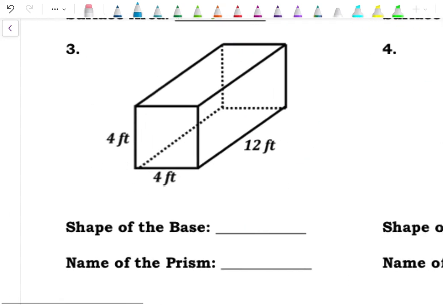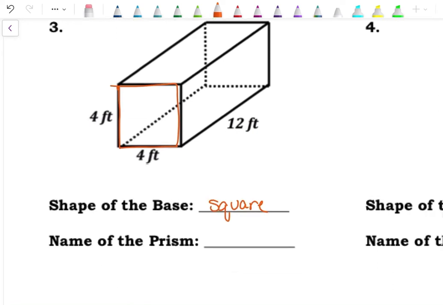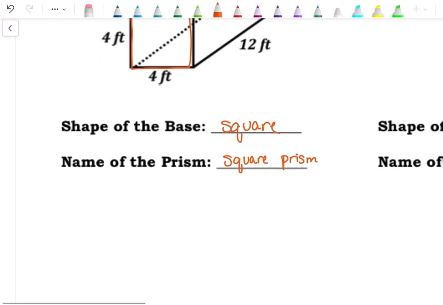Number 3, the shape of the base on this one is going to be a square. So this is going to be a square base, which we just call a square prism, with the base that's a square. So first thing I need to do is find the area of the base. Area of the base is going to be 4 times 4, which is 16.